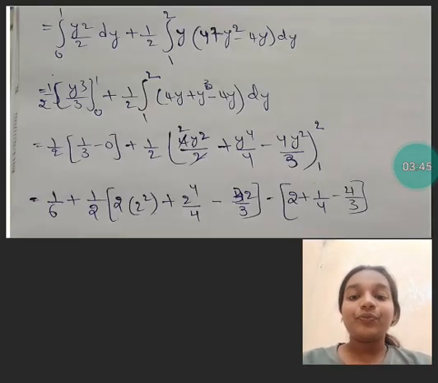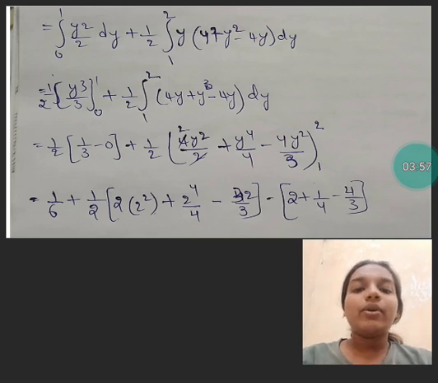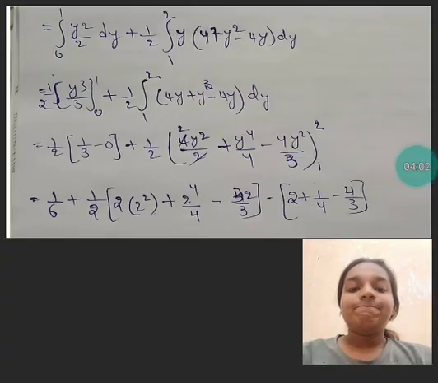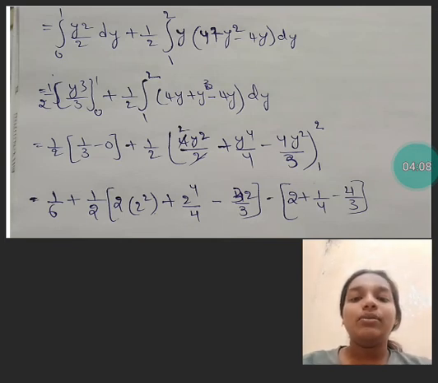Next slide. y square by 2 with limits 0 to 1 dy plus half into integration with limits 1 to 2, y into 4 plus y square minus 4y dy. Half. If we do the integration of y square by 2, it becomes y cube by 6 with limits 0 to 1. Next also, we do the integration of y into 4 plus y square minus 4y.